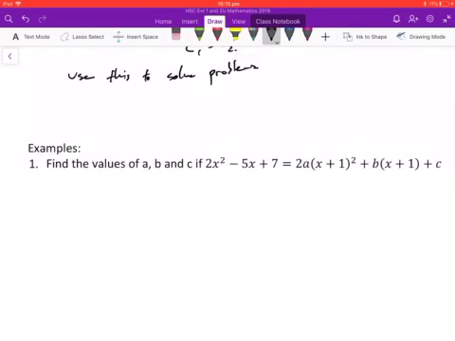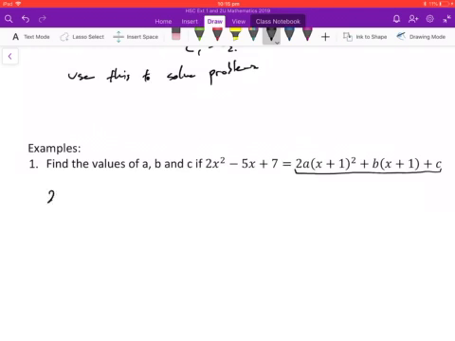Here we go. Find the values of a, b, and c if 2x squared minus 5x plus 7 is equal to 2a(x plus 1) all squared plus b(x plus 1) plus c. What I'm going to do is take this right-hand side and expand it out, to get it in a form where I can clearly see it's something times x squared plus something times x plus a constant. It's going to be a bit fiddly, but let's see how we go.